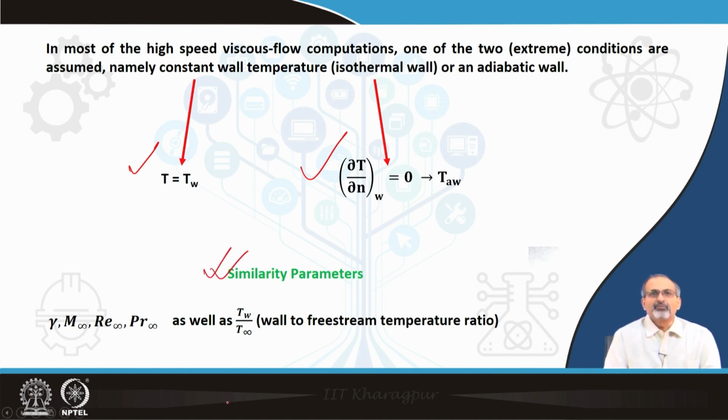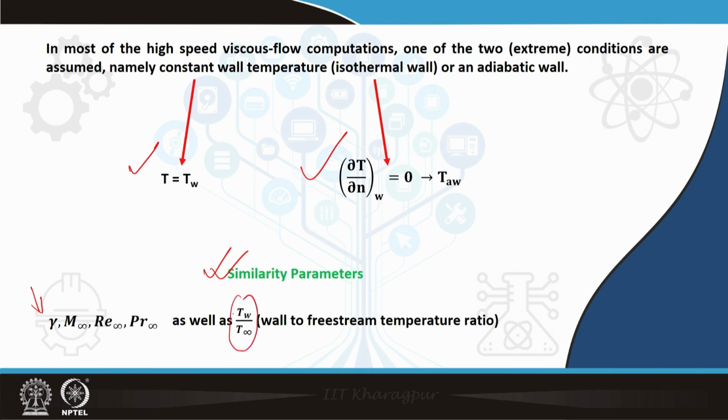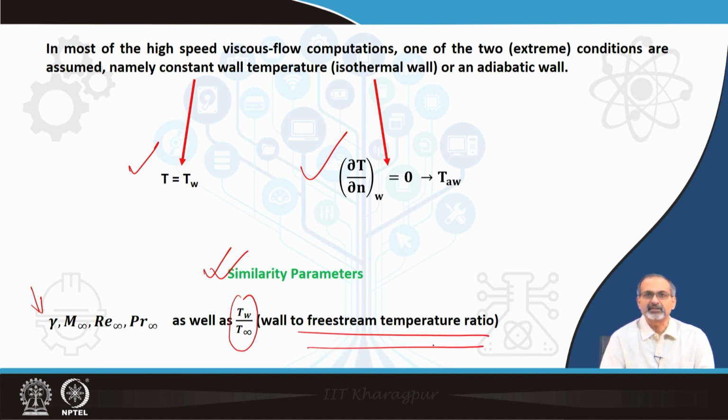To sum up, we have now seen that there are a couple of similarity parameters which govern the flows, and they are namely gamma, M infinity, Re infinity, Prandtl number, as well as the temperature ratio, because there will be some kind of a scaling between the wall temperature and the free stream temperature, which we will define as the free stream temperature ratio. We will see that this temperature ratio plays a very big role in compressible boundary layer calculations.